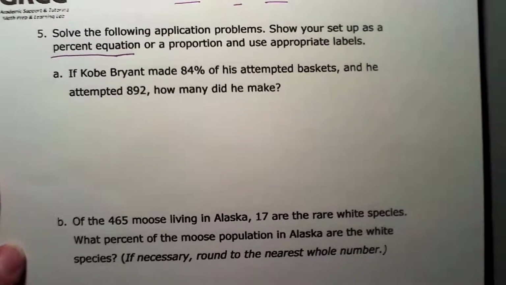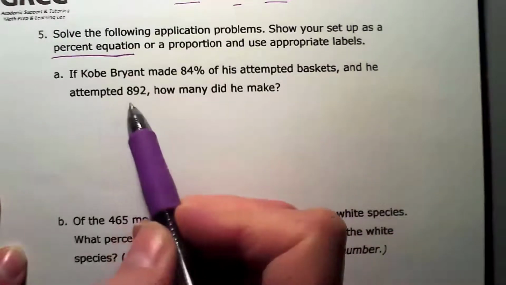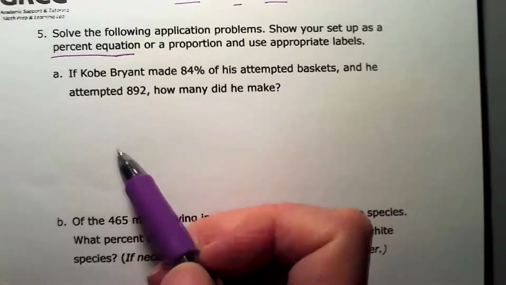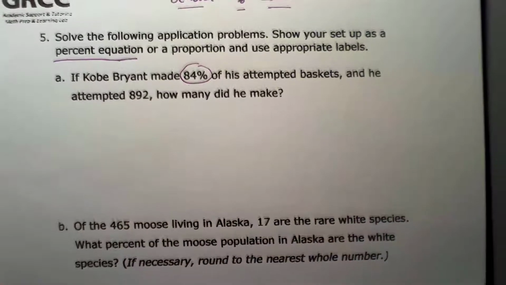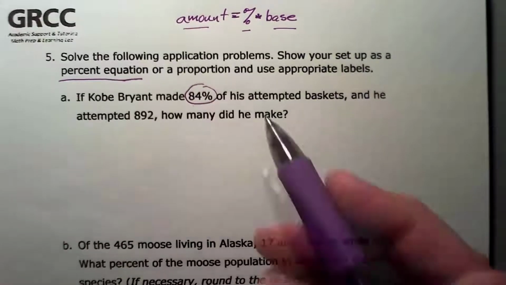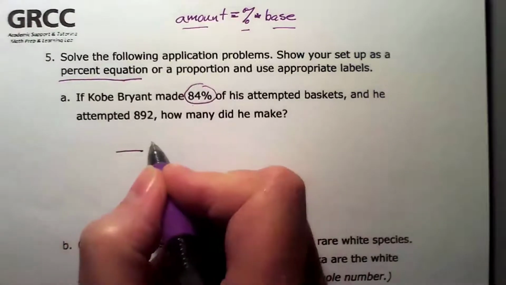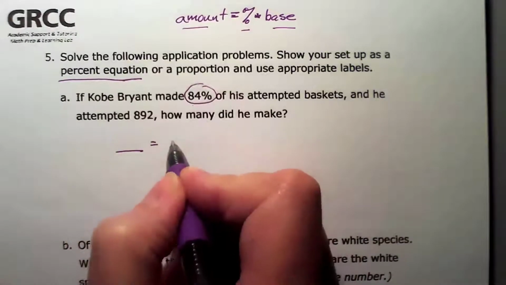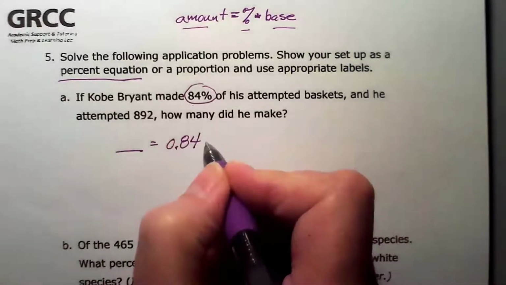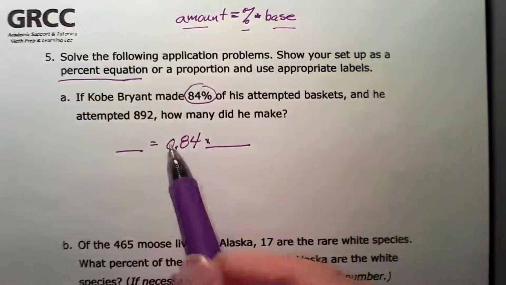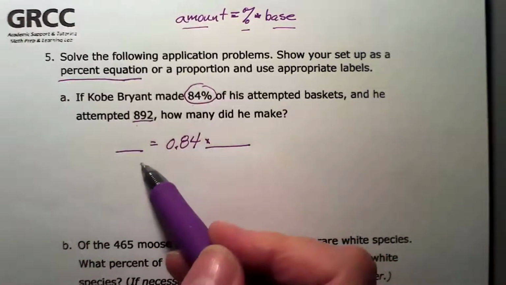So here, the first one is, if Kobe Bryant made 84% of his attempted baskets, and he attempted 892, how many did he make? So obviously the percent is 84. So amount equals, and I'm going to put 84 in decimal form, because when we use it in an equation, we want it to be a decimal. So times base. So I need to decide if this 892 is going to be the base or if it's going to be the amount.